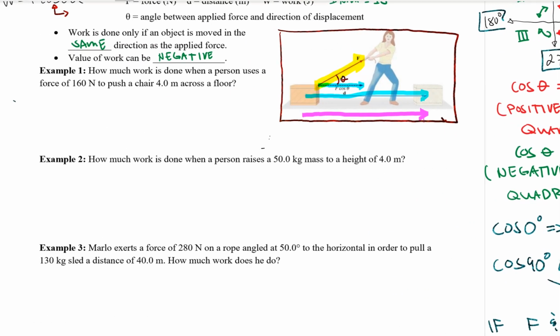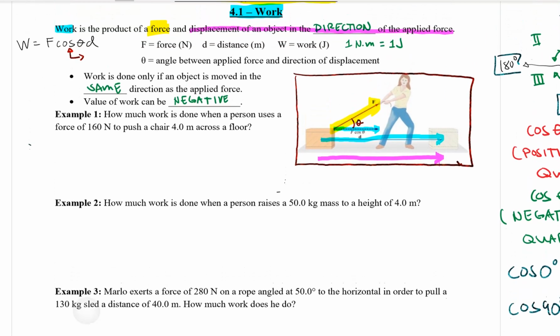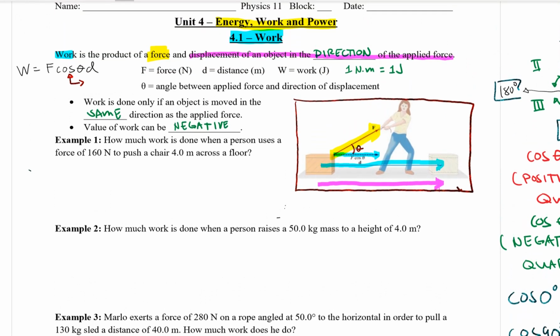So let's take some examples here. In this video, I will just cover example 1 and example 2. How much work is done when a person uses a force of 160 newtons to push a chair 4 meters across the floor? That means I have a chair, then I apply a particular force F that enables it to move at a certain displacement. So it moves at a certain displacement.